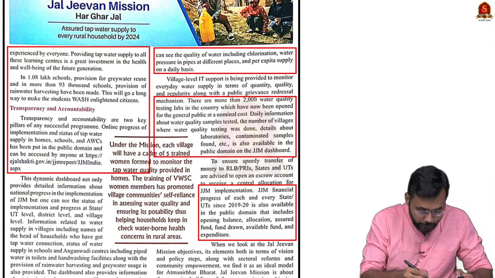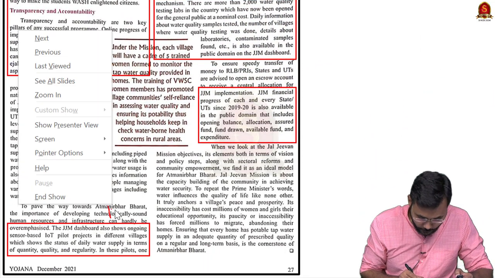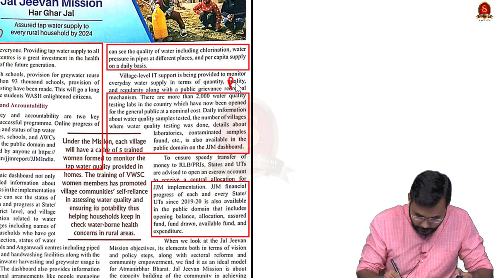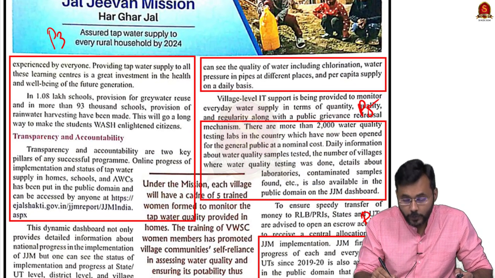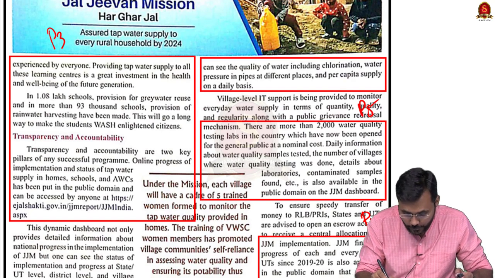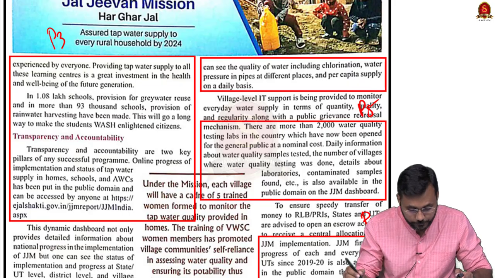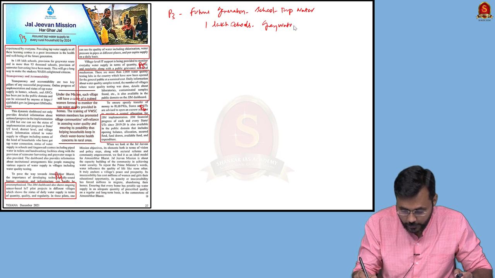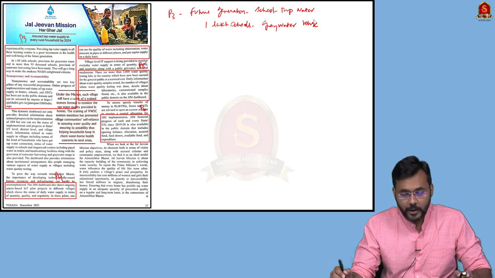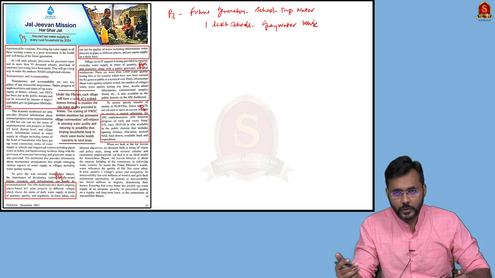Next, we go for paragraph 3, paragraph 5 and paragraph 6. Okay. So in this paragraph 3, why is it focusing on drinking water in schools and all? It's focusing on the future generation. So future generation well-being is taken into consideration. That is the reason in school we have tap water. So that is one. And also it said that around 1 lakh schools have grey water treatment, grey water use, and also around 93,000 schools have rainwater harvesting. So ultimately this is focusing on future generation and water requirement.